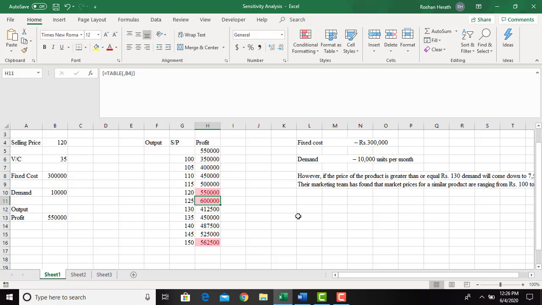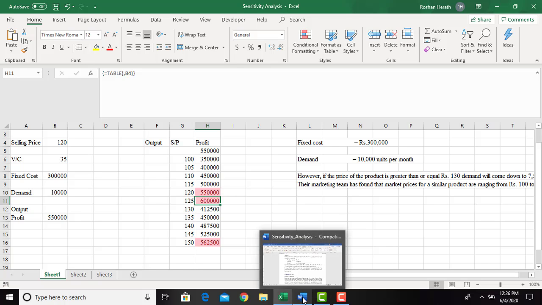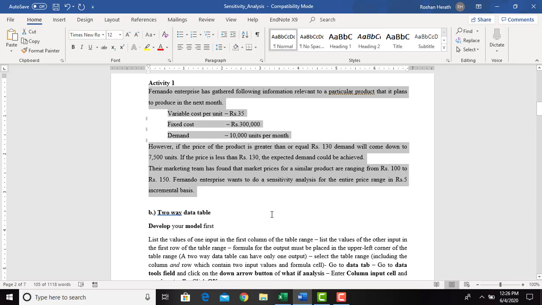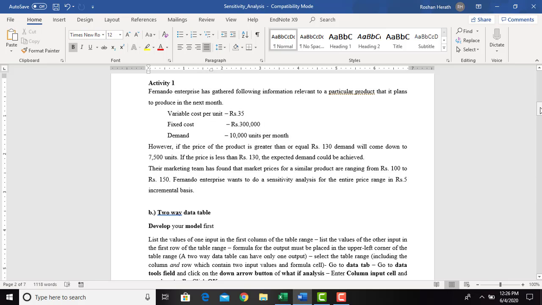Okay. Now what do we do? Now let's move on to the text and let's explore the two-way data table.